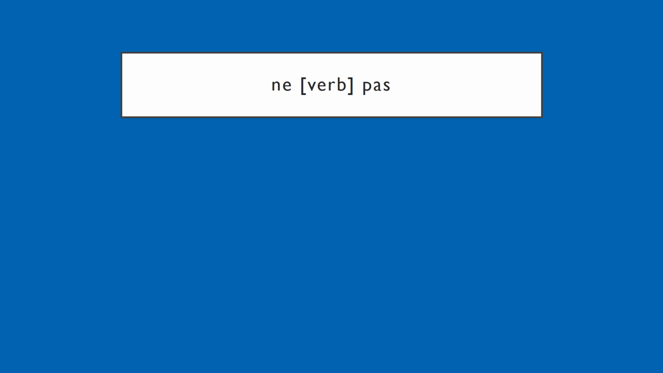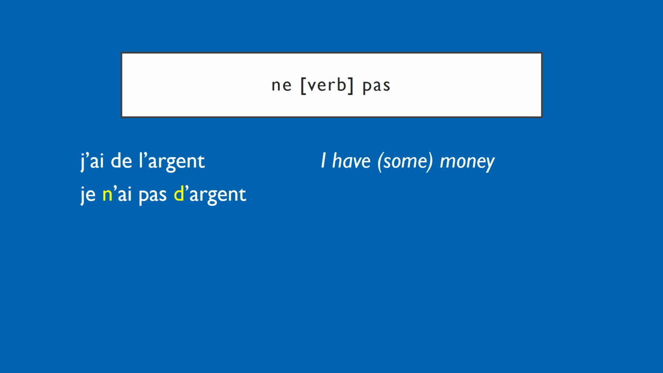Now there's one other thing I want to talk about with this negative, and that's when we're talking about quantities of things. Take for example the sentence j'ai de l'argent. That means I have money or I have some money. In this sentence, the de l apostrophe is essentially the word some. And when we negate this sentence, that de l apostrophe is simplified just to de. So I don't have any money is je n'ai pas d'argent, not je n'ai pas de l'argent. Okay, we don't need the article in that case.